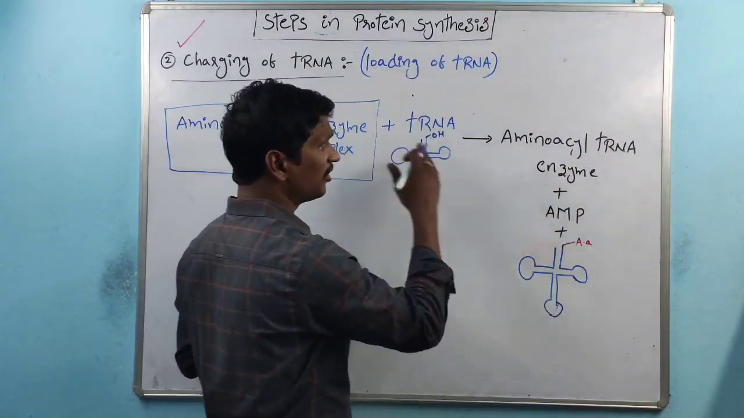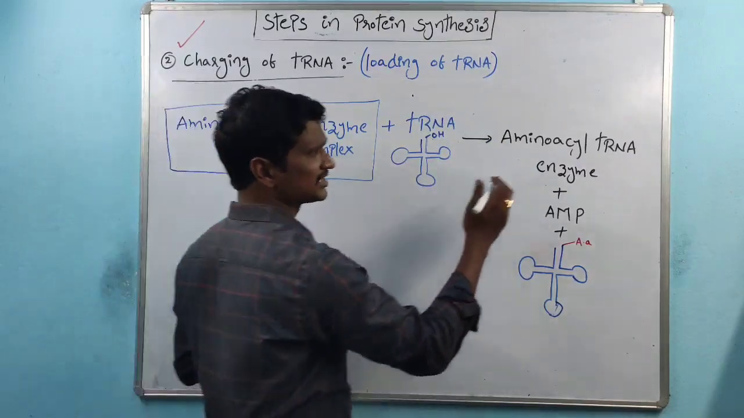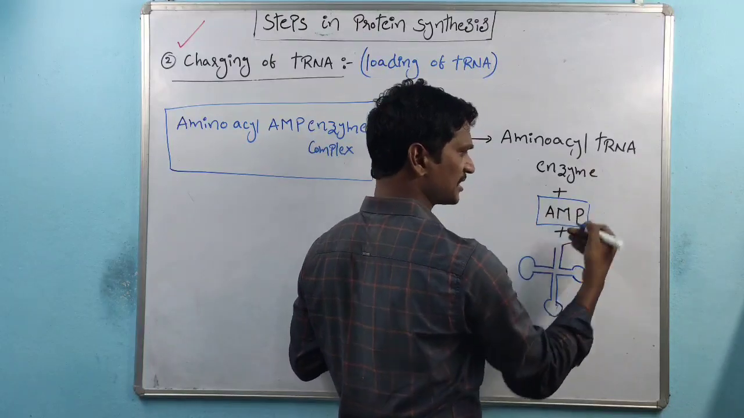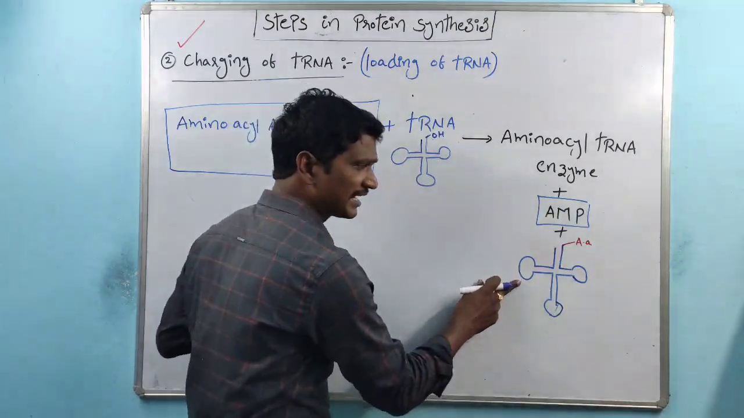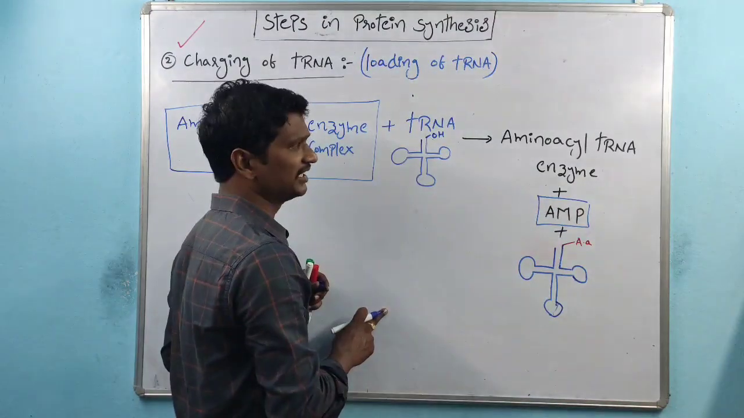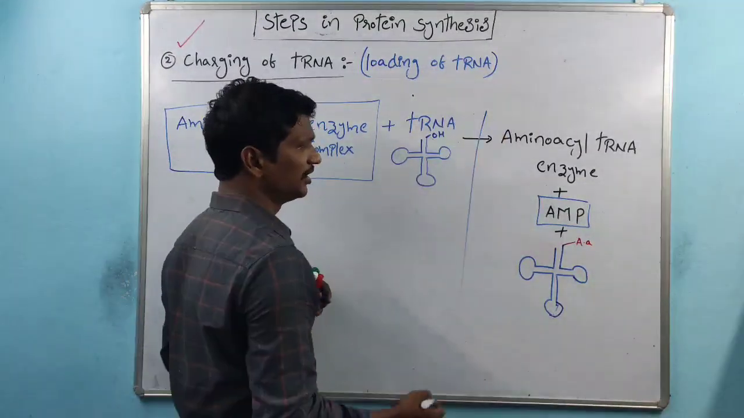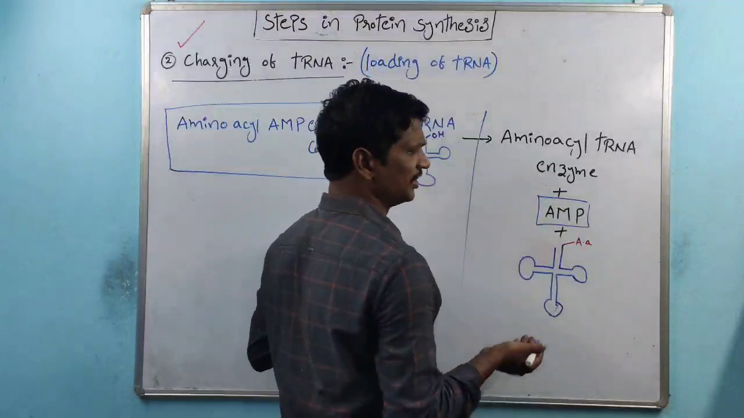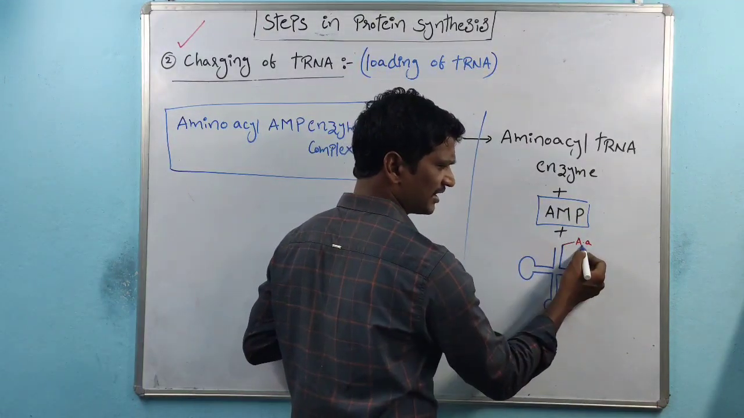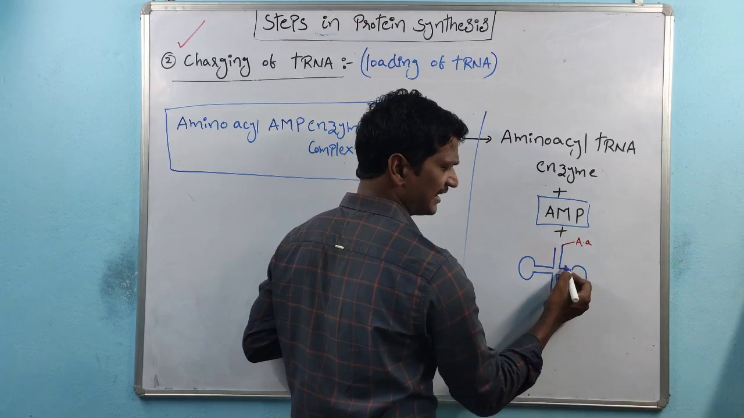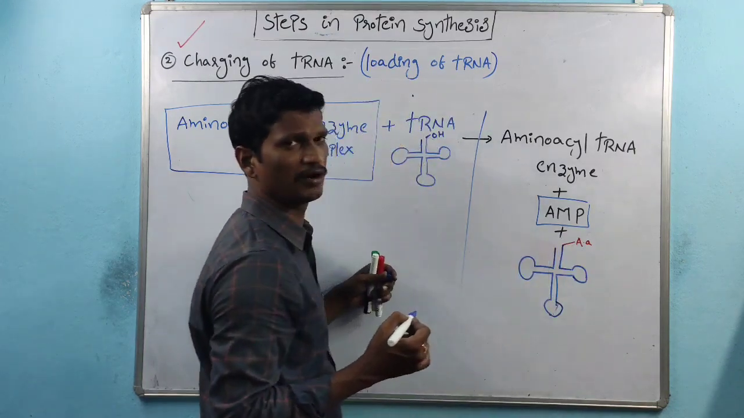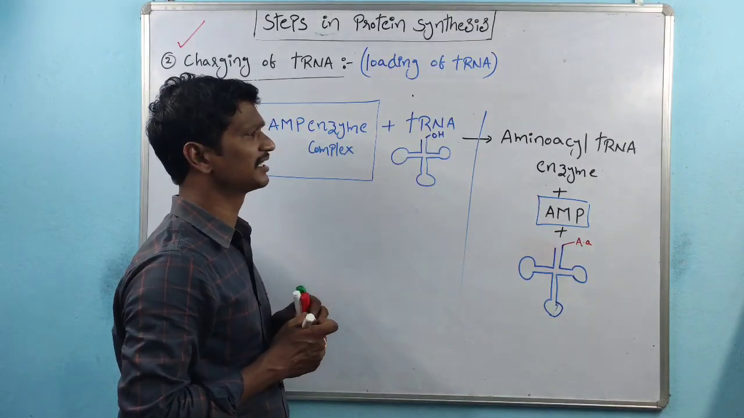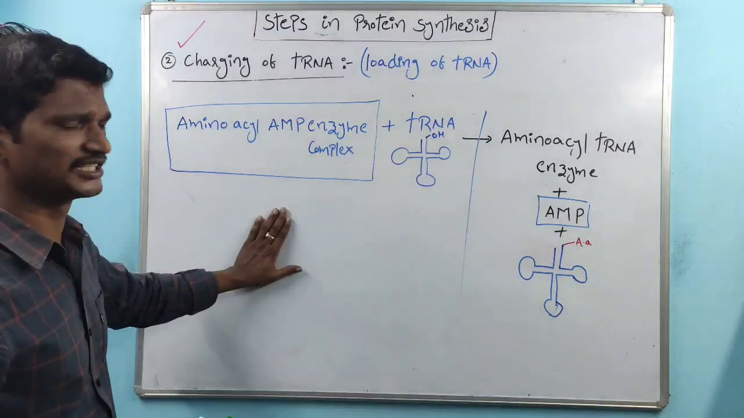After the completion of the second step, the amino acid tRNA synthetase enzyme and AMP are separated, plus the tRNA attached with the amino acid. This is before the second step and after the second step. After the second step, the specific amino acid is attached to the amino acid acceptor arm of the tRNA. That is the overview of the second step.